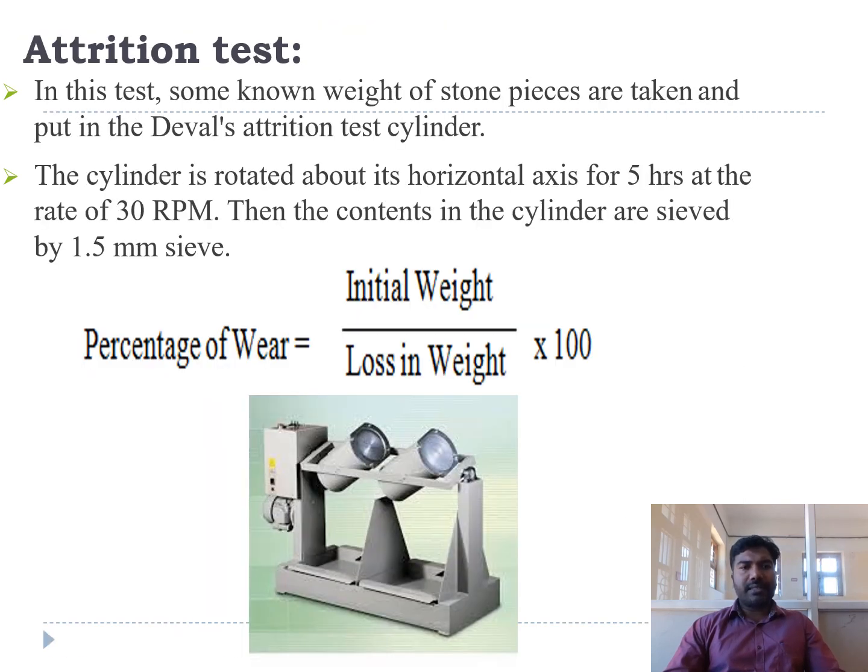Next, attrition test. In this test, some known weight of stone pieces are taken and put in the Deval's attrition testing cylinder. The cylinder is rotated about its horizontal axis for 5 hours at the rate of 30 rpm. rpm is nothing but rotations per minute. Then the contents in the cylinder are sieved through a 1.5 mm sieve. The percentage of wear is calculated as loss in weight divided by initial weight, multiplied by 100, because it is represented as a percentage.